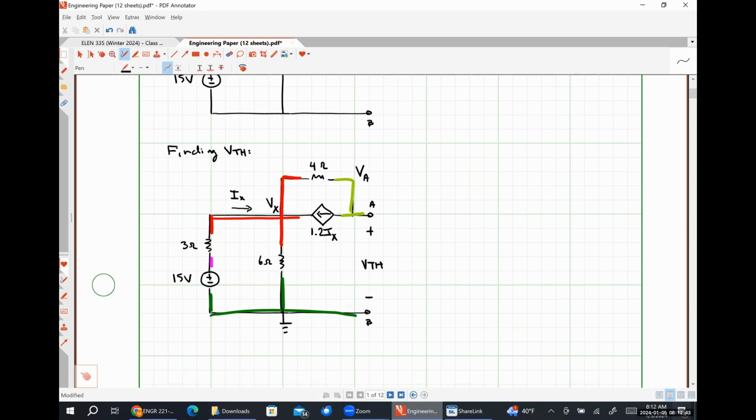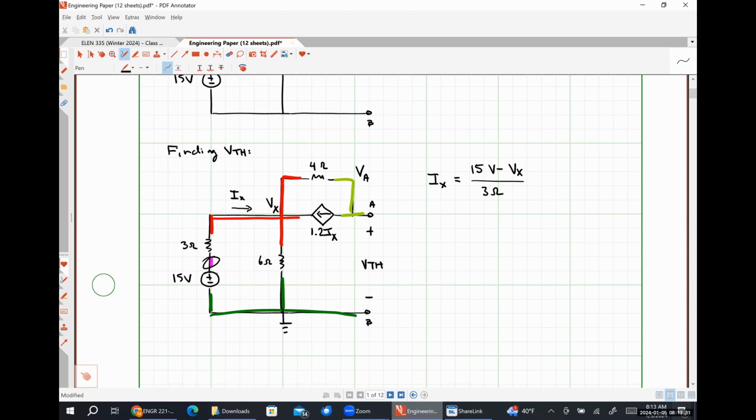Okay. All right, so how do we express IX in terms of our nodal voltages? So 15 volts minus Vx over 3 ohms. All right, absolutely correct. So we've got our controlling variable.